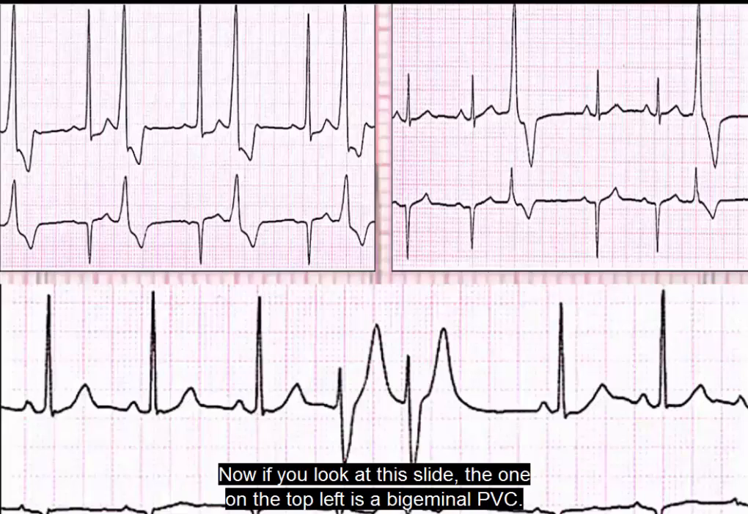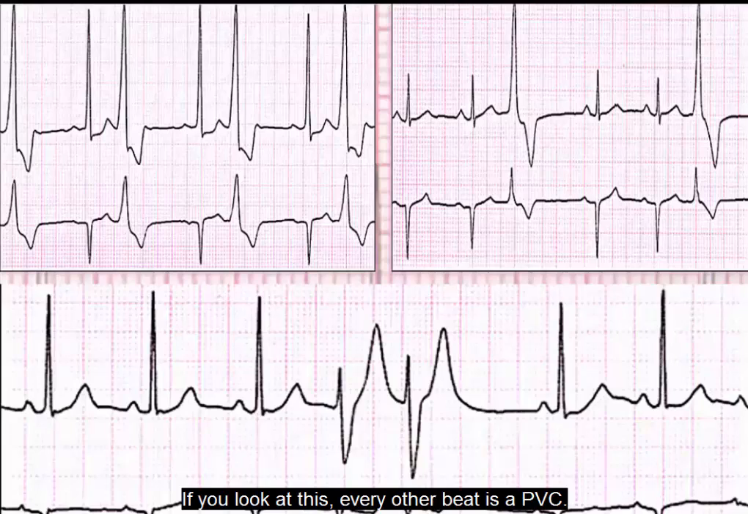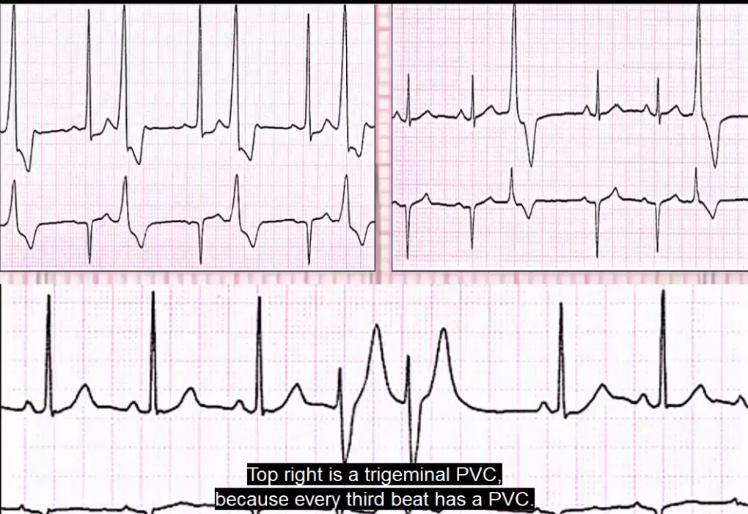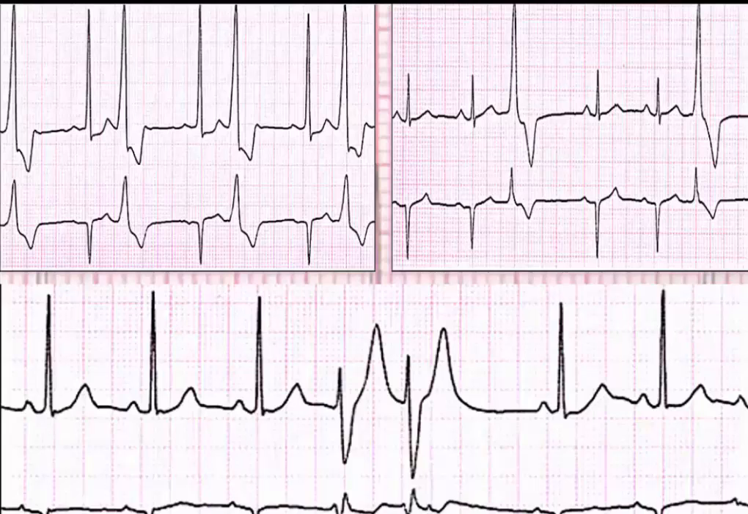Now if you look at this slide, the one on the top left is a bigeminal PVC. When you look at this, every other beat is a PVC. Top right is a trigeminal PVC because every third beat has a PVC. And then the bottom shows a couplet.